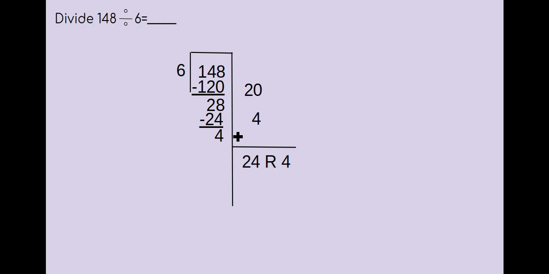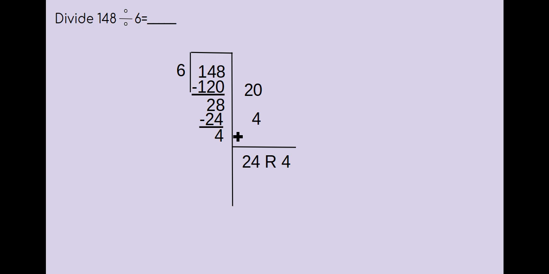Now I'm asking myself the same question. I'm repeating the same step from before. How many times can 6 fit into 28? 4 times. So I wrote 4 on the side, and now I can multiply 6 times 4, and this is much easier for us. 6 times 4 is 24. I subtract 28 minus 24, and I'm left with 4.